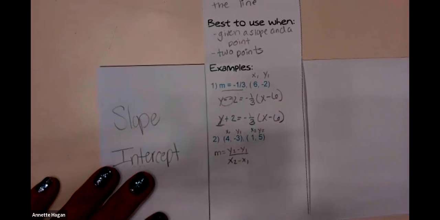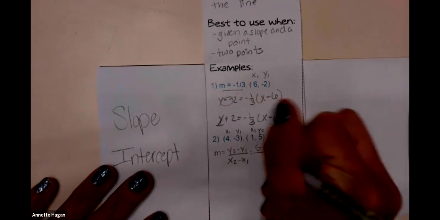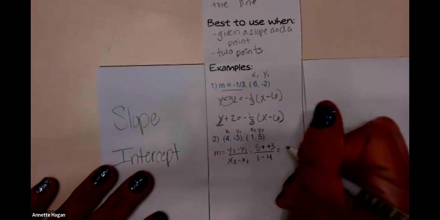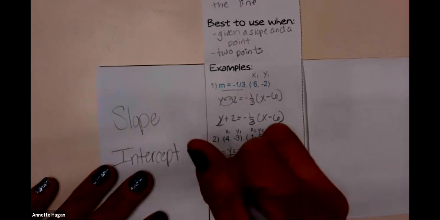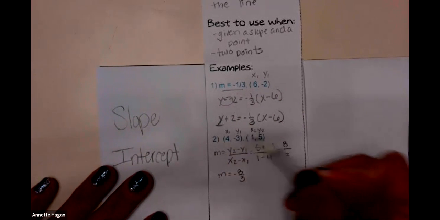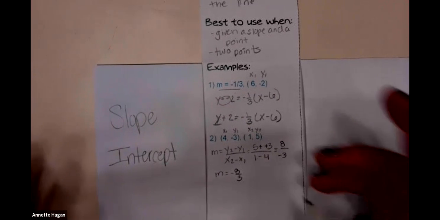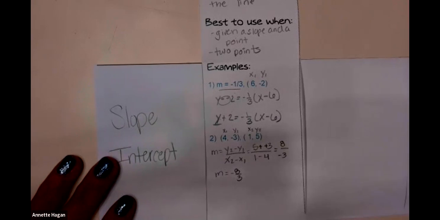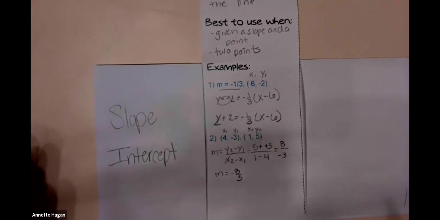This is another one of those formulas that you must know. Okay, so I have 5 minus negative 3 divided by 1 minus 4. We do keep, change. So I get 8 divided by, and then 1 minus 4 is negative 3. So my slope is negative 8/3. And you have the option of choosing whichever point you want. It doesn't matter. The interesting thing is that you could write two different point slope form equations, one with this point and one with this point, and either one, when you solve it for y and put it in slope intercept form, it will end up being the same equation.